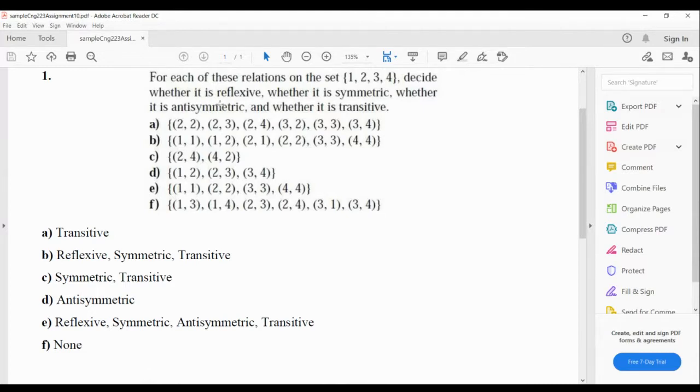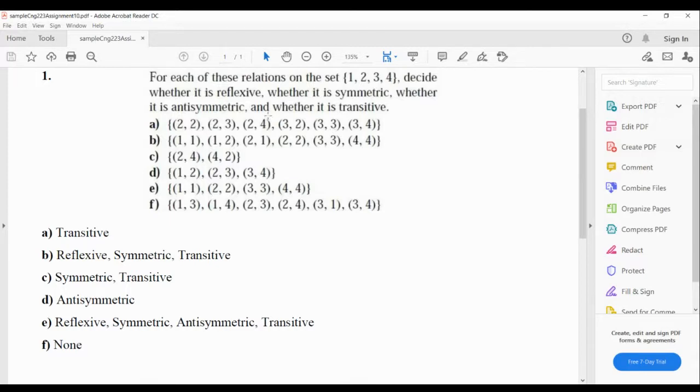For item A, let's check reflexive. When we talk about reflexive, it means that we search for the elements inside these pairs. If you see, for example, 2, it means that for sure I should have 2, 2 as well. For example, if I have 2, 3, I should have 2, 2 for sure. If I have 3, it means that I should have 3, 3 for sure. Otherwise, this is not a reflexive relation.